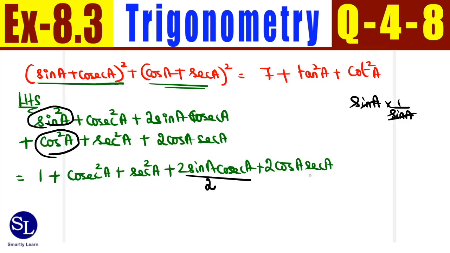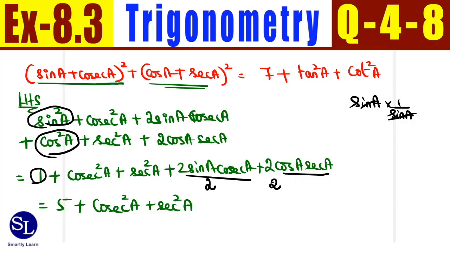Similarly, cos A and secant A are inverse of each other. So when I simplify, this term will be 2. I'm adding it to the existing 1. So I can simplify this expression as 5 plus cosecant² A plus secant² A. Now, the number 7 has to come and I need tan² A and cot² A.